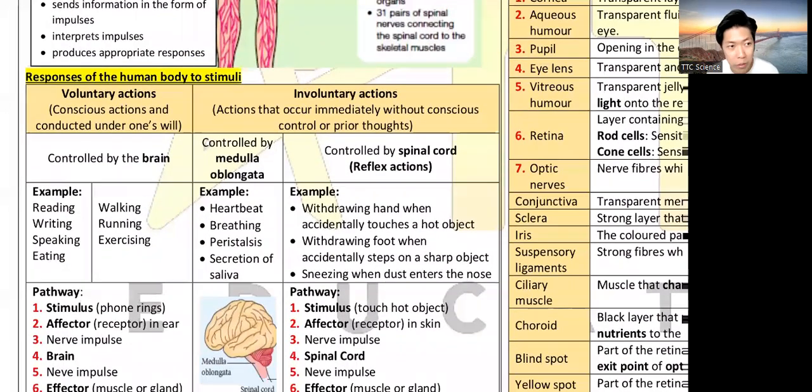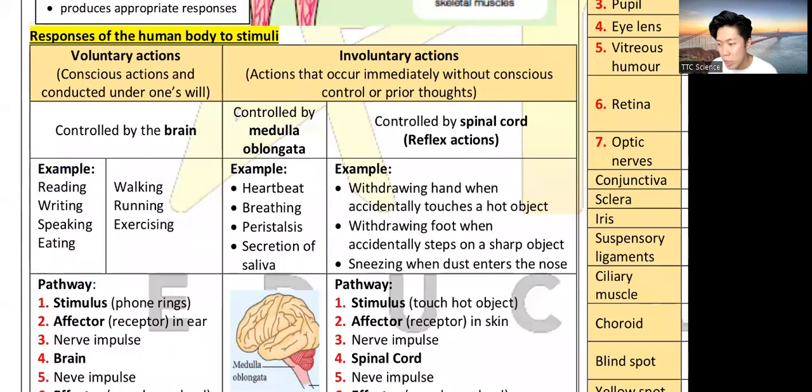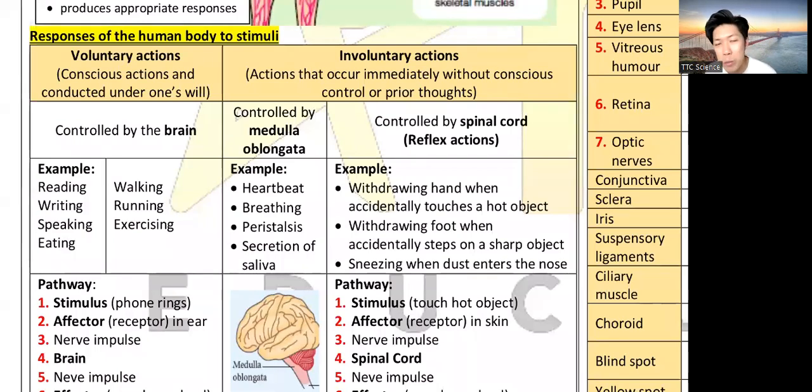Now I want you all to separate actions into voluntary and involuntary. There are some examples here. Voluntary means actions that you can control, under your will. Involuntary, like those controlled by medulla oblongata, has to be carried out every moment, even while you're asleep, from the moment you're born to the moment we die. It just has to keep going.